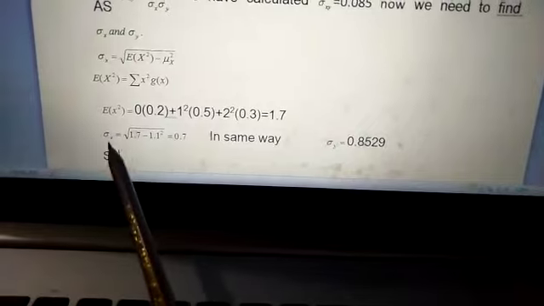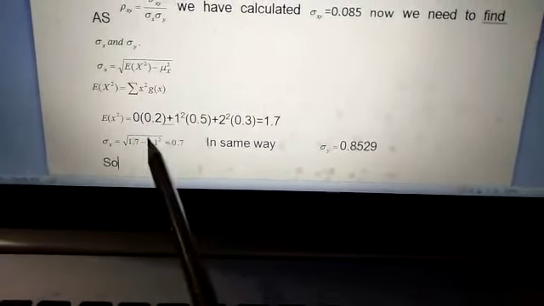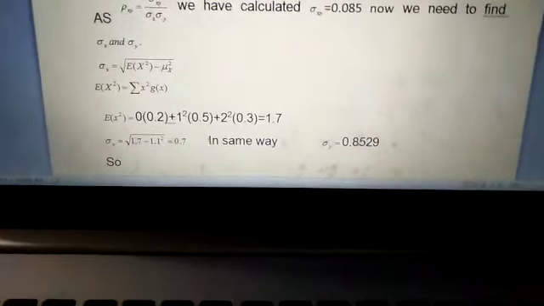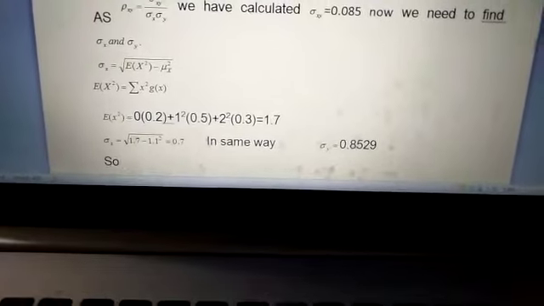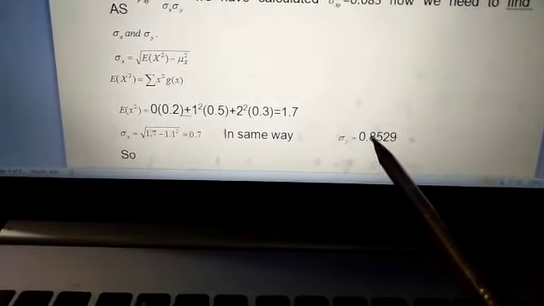Now substitute the value here. Expectation of x square 1.7 minus mu x, which is 1.1, as we calculated in the previous video. So the answer is 0.7. In the same way, you can calculate sigma y, that is 0.8529.